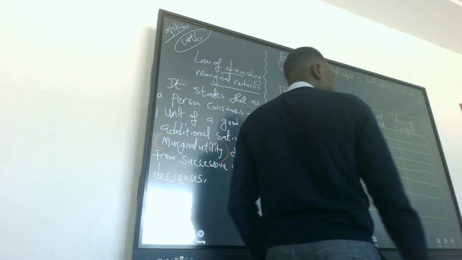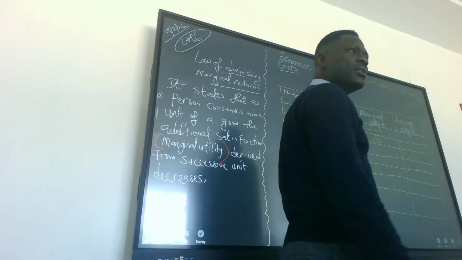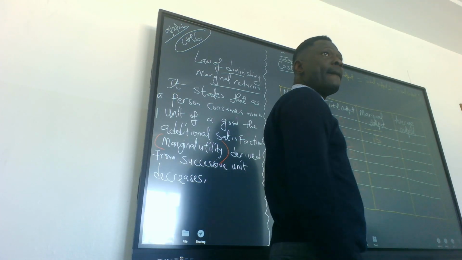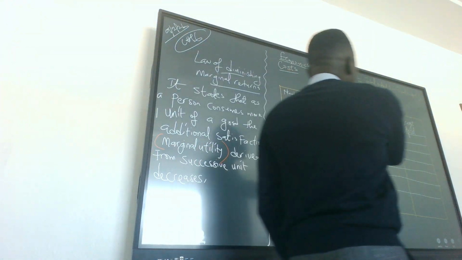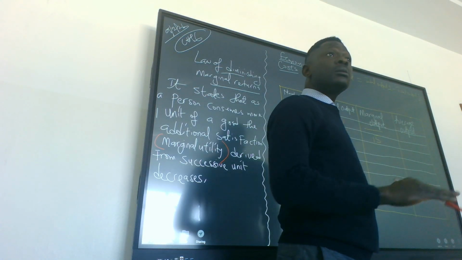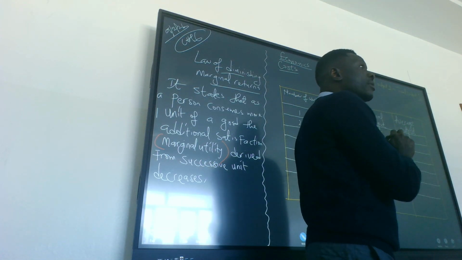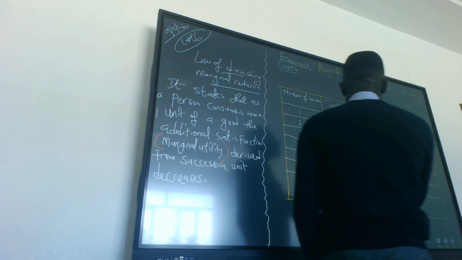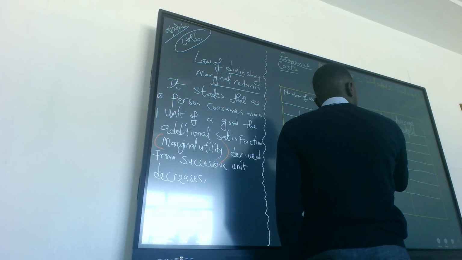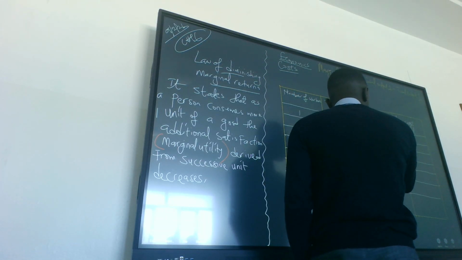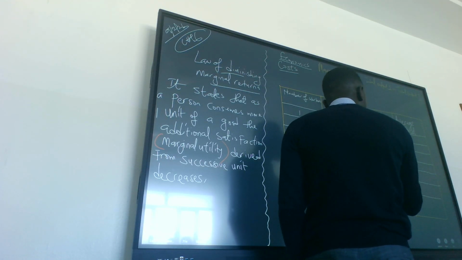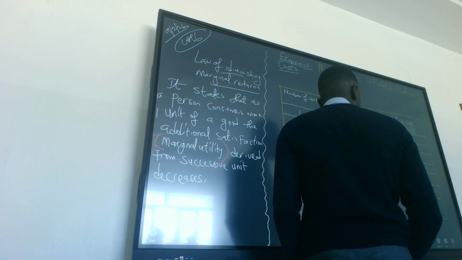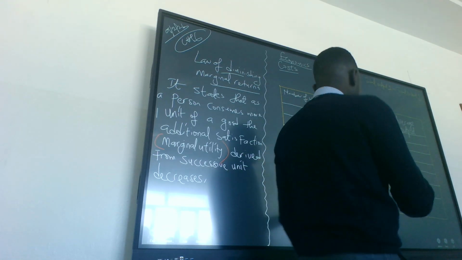42 minus 25. What's that, please? 17. Okay. 60 minus 42. 18, right? 60 minus 42. That's 18. 85 minus 78. 7. Good.